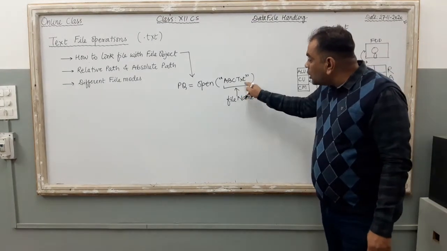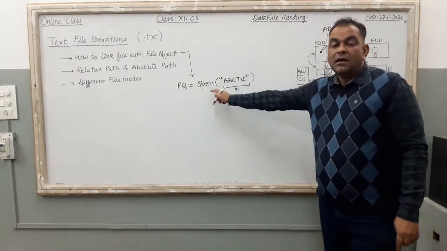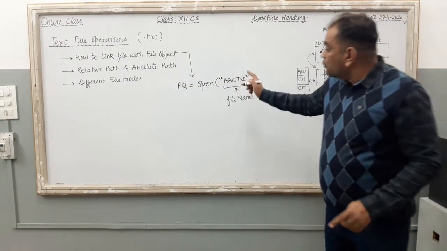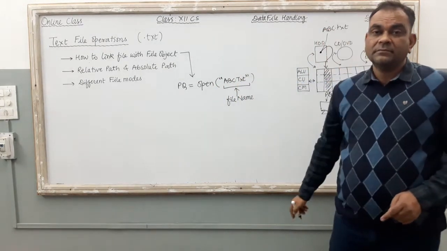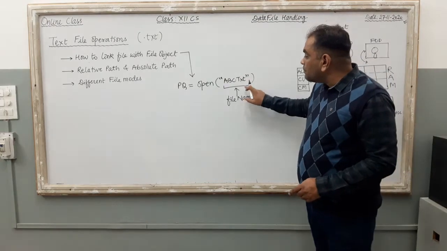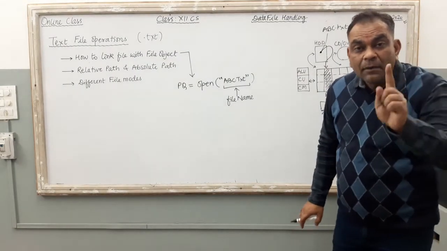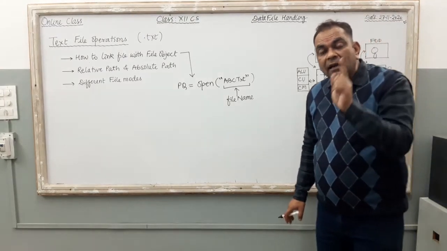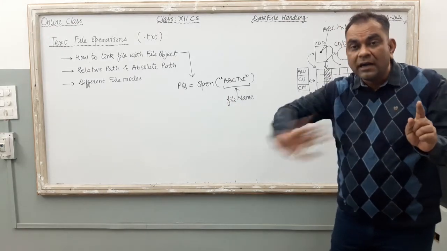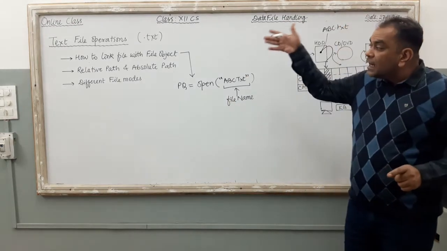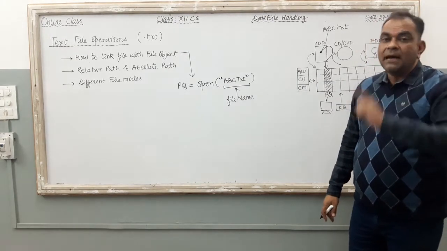If you are not going to supply the file mode with your open function, by default the computer activates the read mode automatically. Clear? If you are not going to supply the file mode, automatically the file is in read mode. Read mode means you can read the data only, you cannot write, you cannot modify, you cannot update, you cannot delete the previous data that is already there inside the file. Clear? You can read the data only, I am telling you.